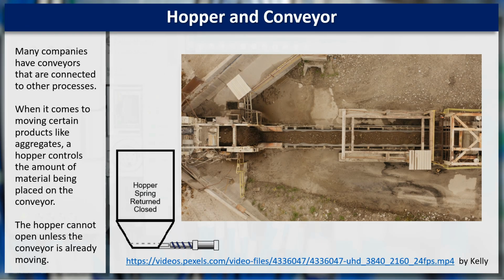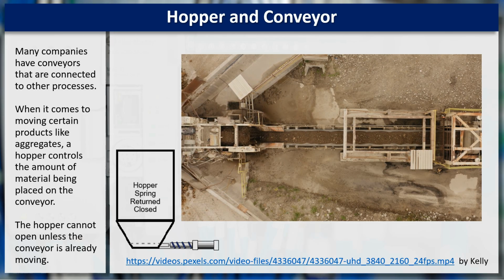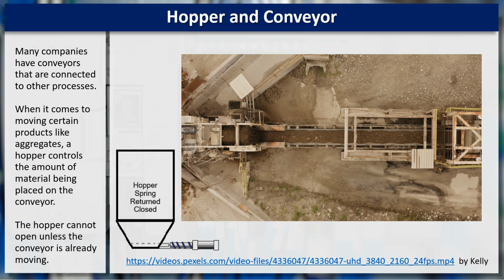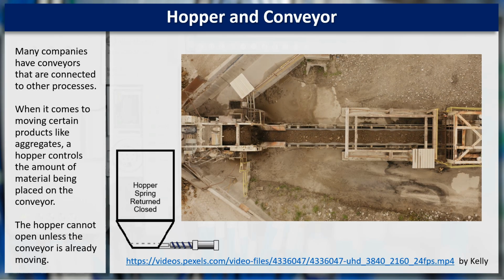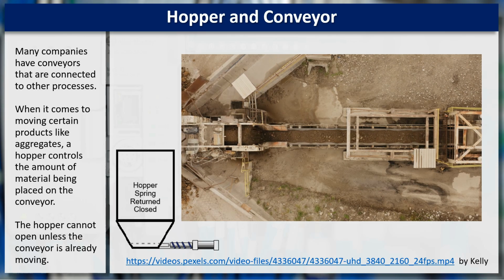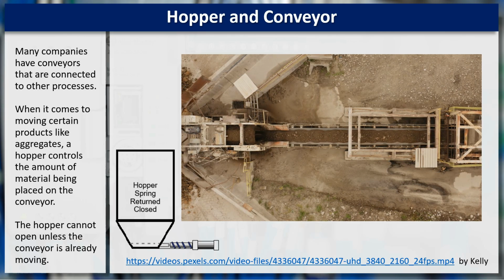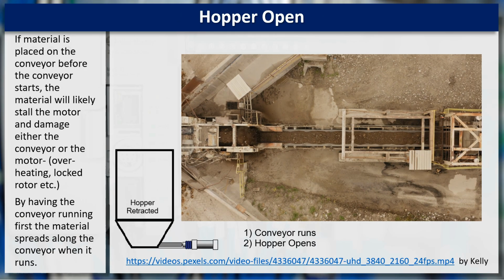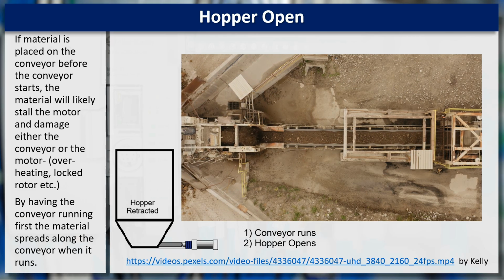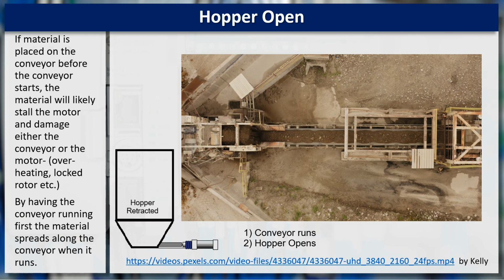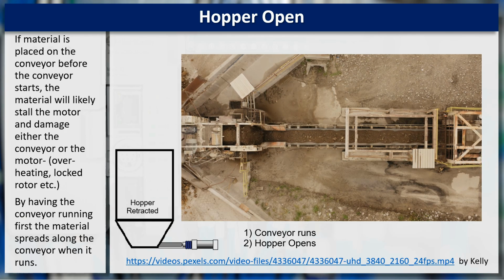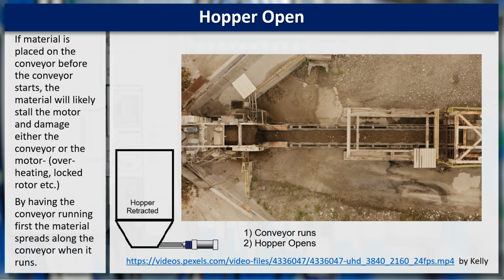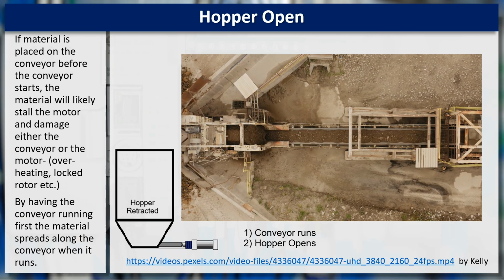Many companies have conveyors that are connected to other processes. When it comes to moving certain products like aggregates, a hopper controls the amount of material being placed on the conveyor. The hopper cannot open unless the conveyor is already moving. If material is placed on the conveyor before the conveyor starts, the material will likely stall the motor and damage either the conveyor or the motor from overheating, etc. By having the conveyor running first, the material spreads along the conveyor when it runs.